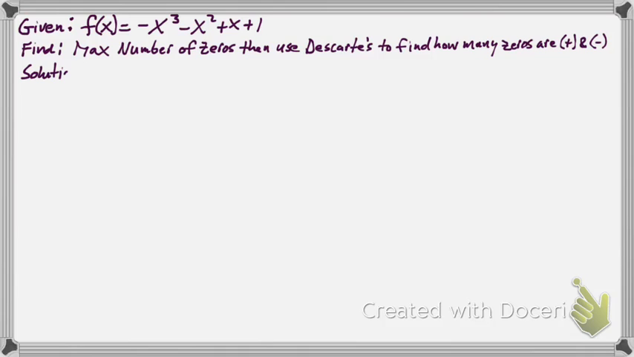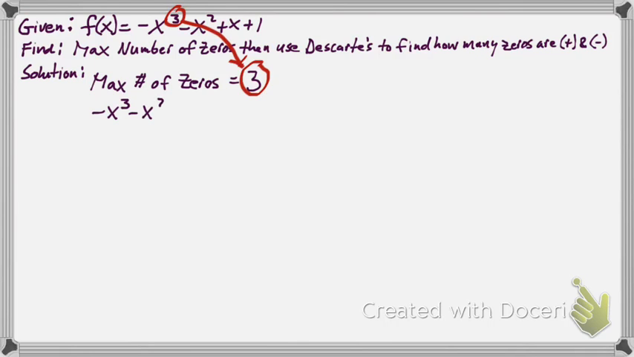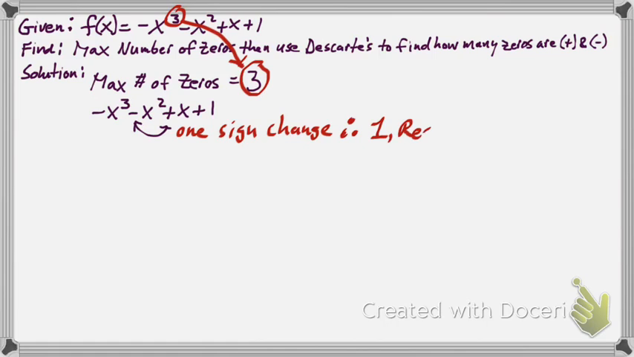Okay, let's do the easy part. The maximum number of zeros is going to equal the degree of the polynomial, in this case 3. Okay, now let's use Descartes. First of all, let's leave the equation alone, not do anything to it, and count the number of sign changes. 1. One sign change. That means I have the possibility of one real positive zero. Okay? So that's one possibility. Now remember, I have a possibility of 3 zeros. Okay, what about the other 2?